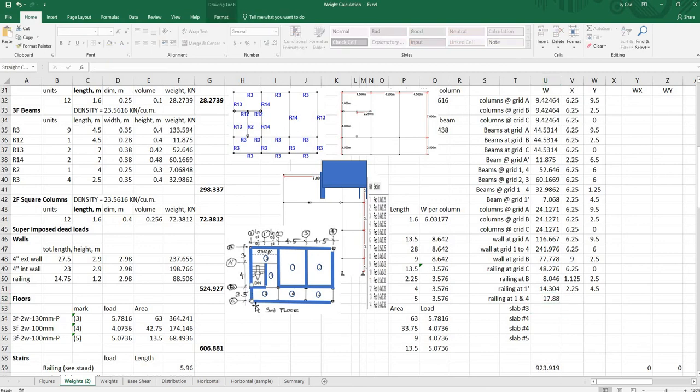And then we just copy this and paste it on the other side. So, our wall loads are complete. Its centroid, of course, would be in the middle, or that is 6.25. The y-coordinate is 2.5 divided by 2. Now, let's check the weight of the walls, and that includes the railings. 524.927. So, they are the same.